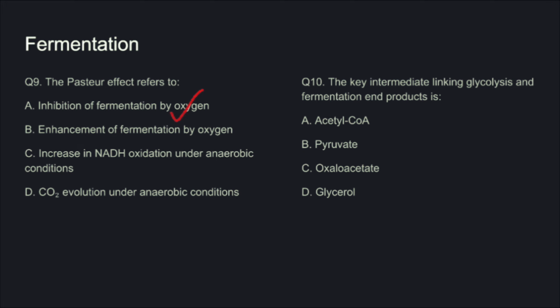Now next is the question number 10. The key intermediate linking glycolysis and fermentation end product is, options are A acetyl coenzyme A, B pyruvate, C oxaloacetate, D glycerol. So the correct answer for this question is option B, pyruvate. So pyruvate is reduced to various fermentation products depending upon the organisms used.